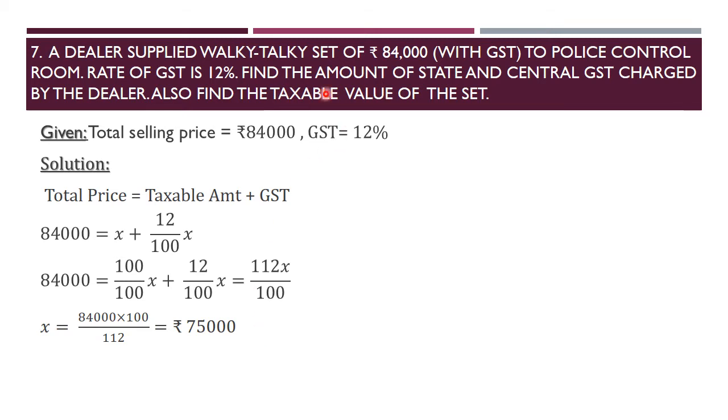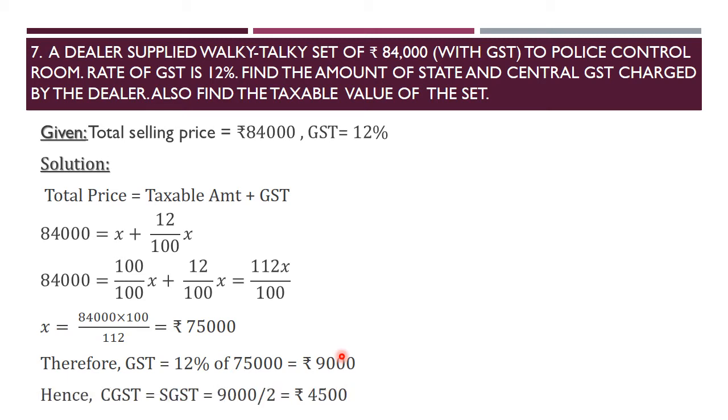Okay. Now the taxable value we had to find. We also need to find the amount of state and central GST, that means SGST and CGST. So SGST will be 6% of the taxable amount, and CGST also will be 6% of the taxable amount. Now here they have given the total GST percentage, so we can find the total GST by applying 12% on the taxable amount, which is 75,000. That will be 9,000, and out of 9,000, half the amount, that is 4,500, will be CGST and half the amount will be SGST. So that is how we will conclude.